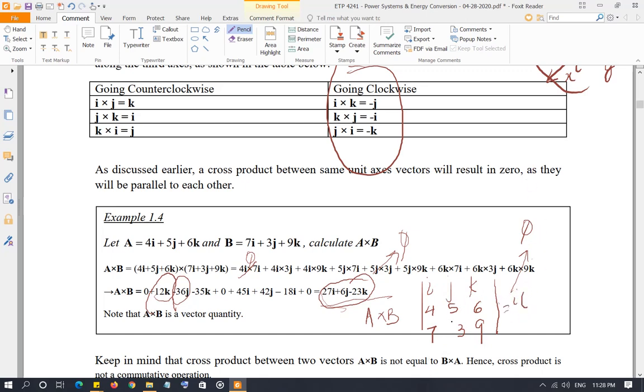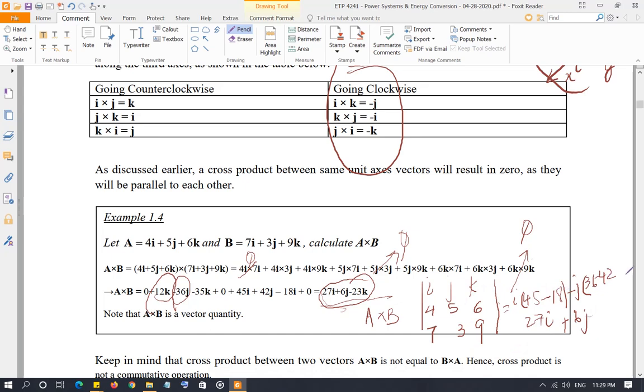So i, and then 5 times 9, 45, minus 6 times 3, 18. 45 minus 18 is 27, so 27i, right? And then negative of j, 4 times 9, 36, and then 6 times 7, 42, right? 42 minus 36 is 6, and then minus, that's minus 6, so minus and minus is going to be plus, so plus 6j.